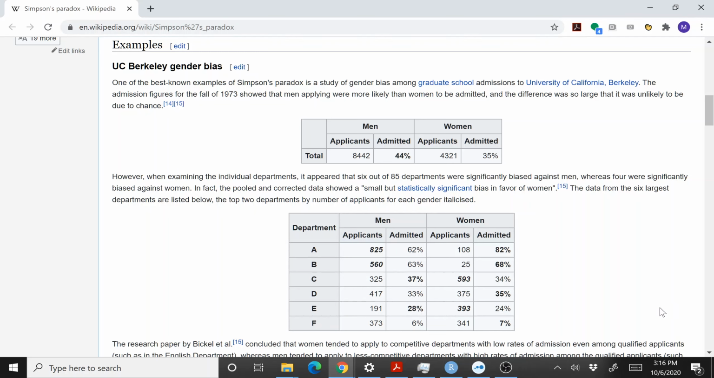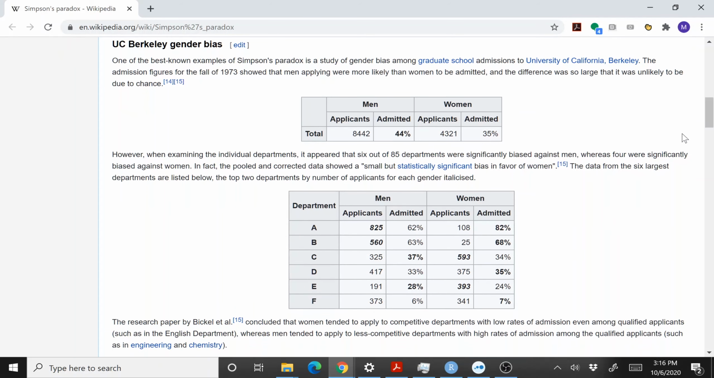So what's going on here? Why did we have this different directional effect when we look at the aggregate than when we look at things department by department? And the answer, it turns out, is that there were differential application rates for different departments by men and women. So men tended to apply to departments that had much higher admissions rates, and women tended to apply to departments that had lower admissions rates.